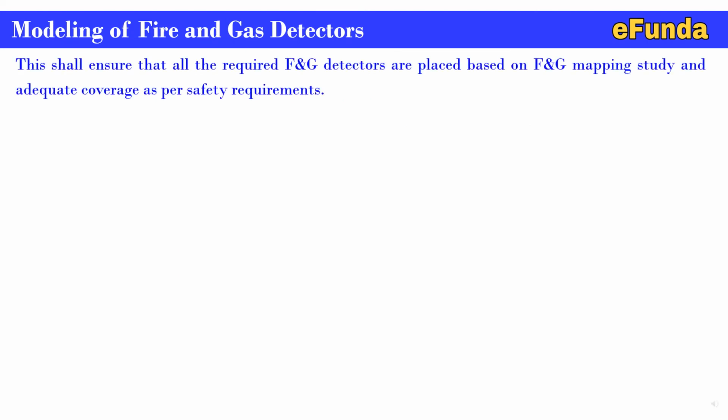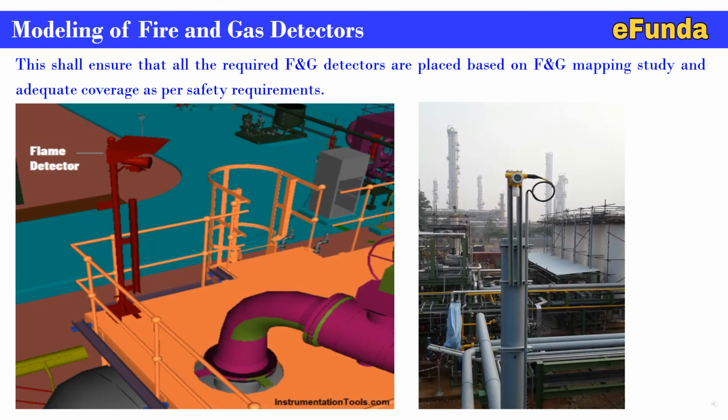Modeling of fire and gas detectors. This shall ensure that all the required F&G detectors are placed based on the F&G mapping study and adequate coverage as per safety requirements. One can refer to the snaps below where, for example, a flame detector is installed so as to cover the area where a flammable atmosphere is present.